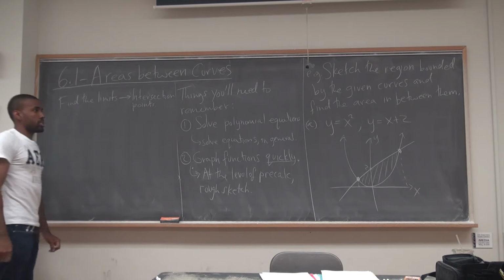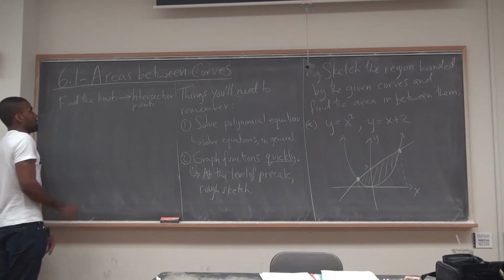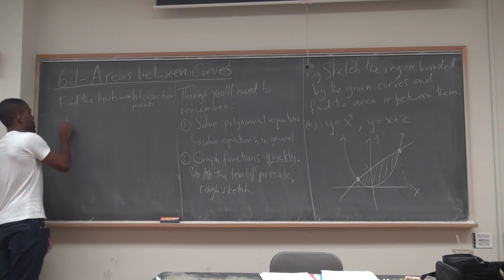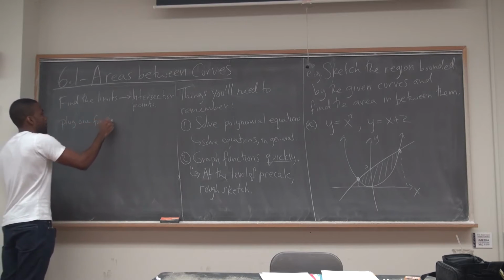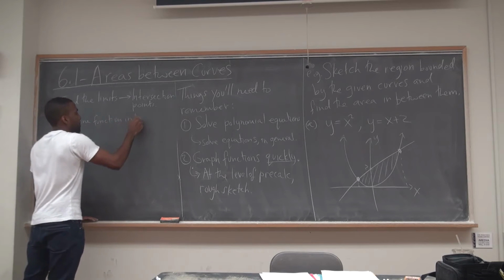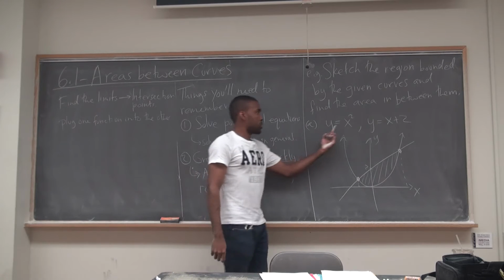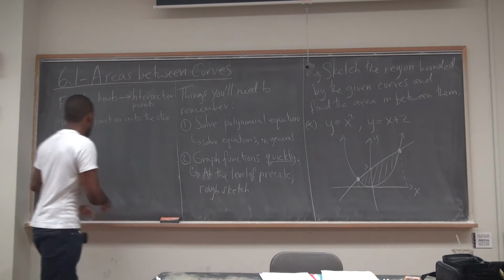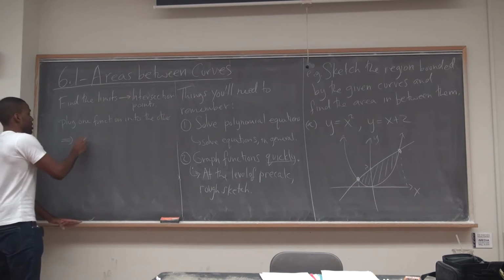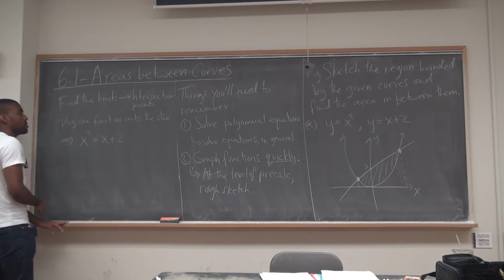How do you find intersections? Set those two equations equal to each other. Basically, plug one function into the other. So if I know y equals x squared, I can take this and put it into y over here, which in this case is setting them equal to each other. Now I need to solve that equation. How do I solve it?